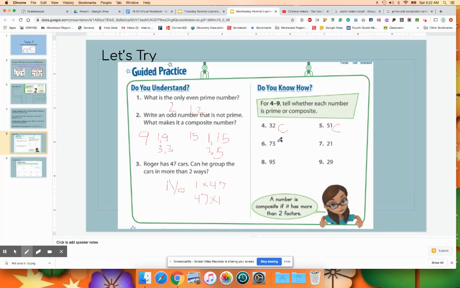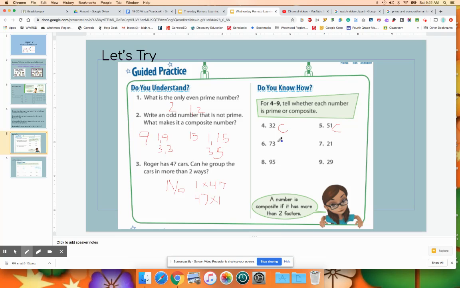73, I know is not part of my multiplication facts. I know if I do multiples or skip counting of 3, 66 is 22 times 3. So if I add 3 to 66, I get 69. If I add 3 to 69, I get 72. So 3 is not a factor of it.